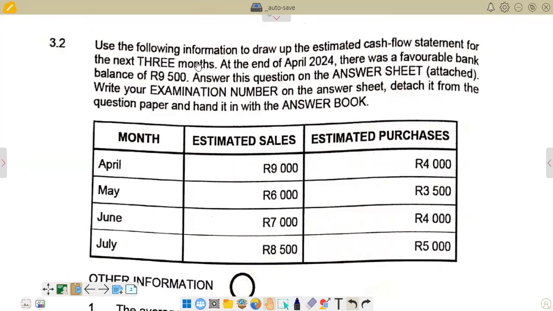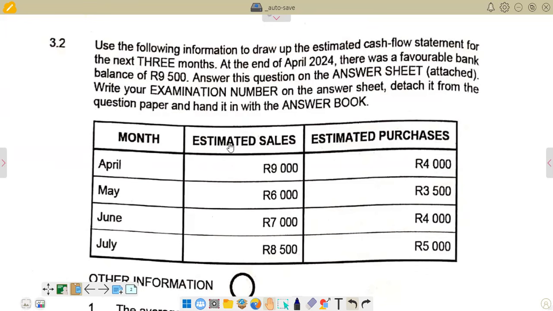The question reads: use the following information to draw up the estimated cash flow statement for the next 3 months. At the end of April 2024, there was a favorable bank balance of 9,500 rands. Answer this question on the answer sheet. Write your examination number on the answer sheet, detach it from the question paper and hand it in with the answer book. So this is the instruction we are given in terms of the answer book.